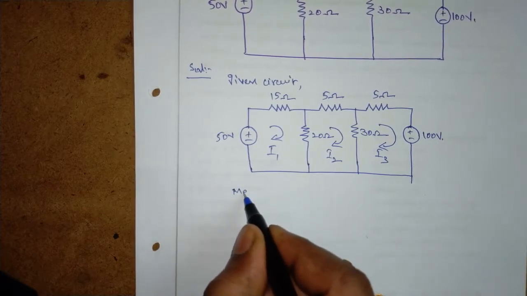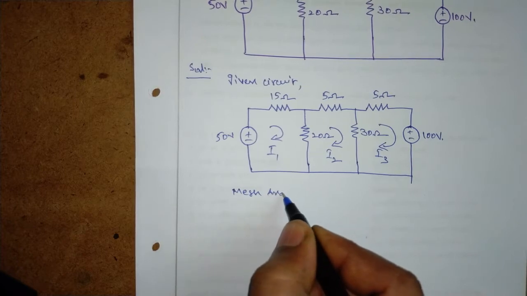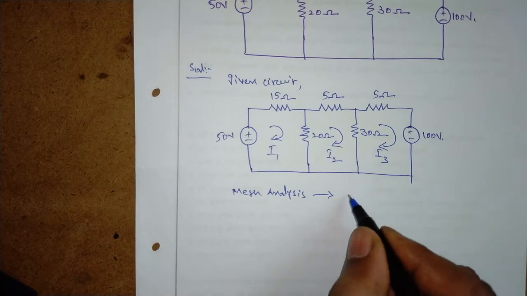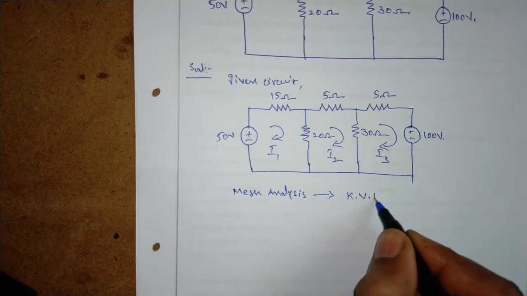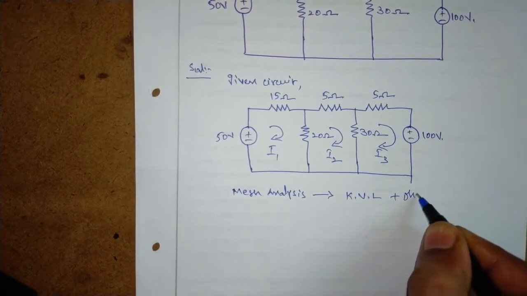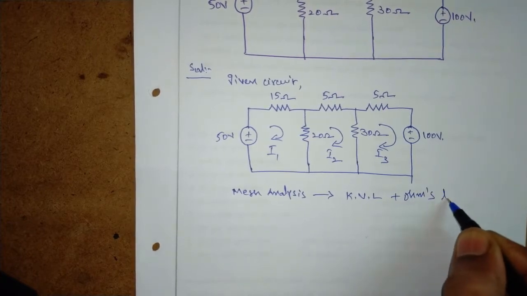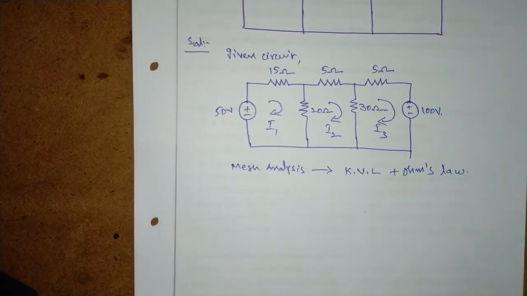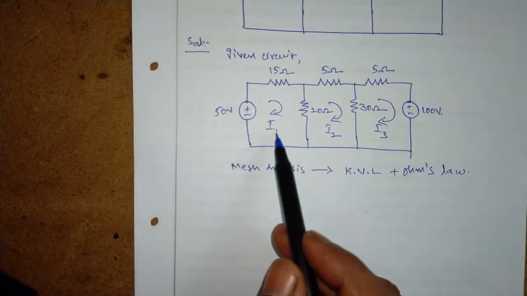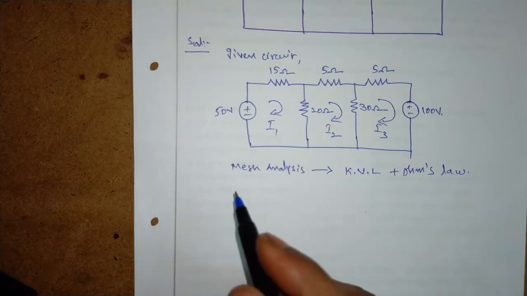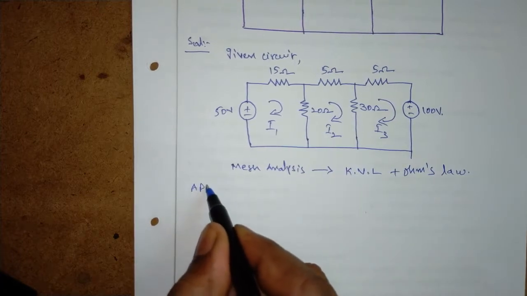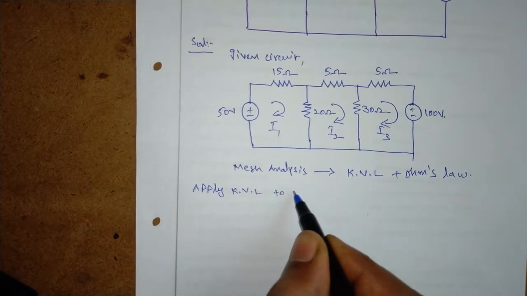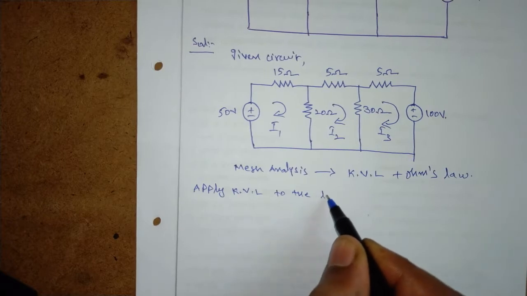Mesh analysis is the combination of KVL and Ohm's law. Okay, first I write the KVL equation for the loop 1. Apply KVL to the loop 1.